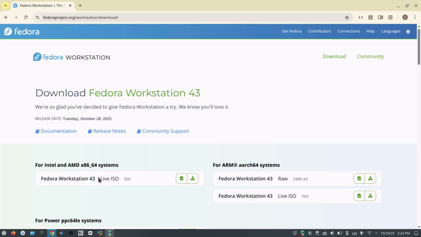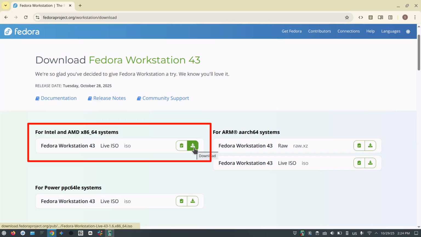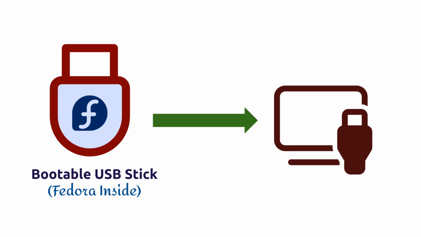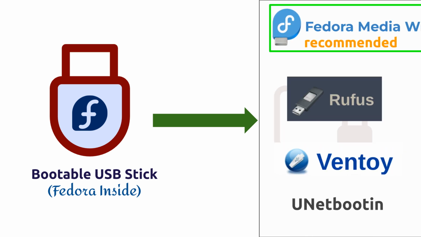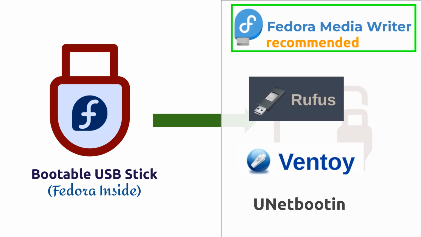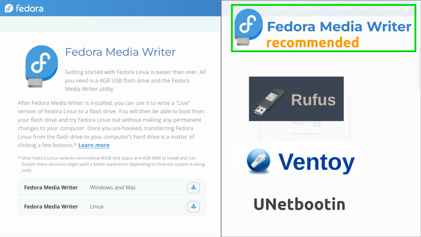After that, choose your CPU architecture. I'm choosing Intel and AMD. Choose yours accordingly. The second step is to create a bootable USB drive. For this, you can choose your own utility, but the recommended one is Fedora Media Writer. While others may work fine, Fedora Media Writer is the official one and it is almost guaranteed to work.